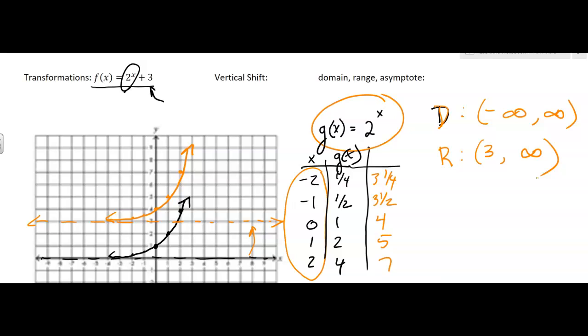And that's our range. Then I talked about the asymptote, but I didn't write it down. The asymptote's going to be, what do you think? y equals 3. It's going to be that line. That's this line right here, y equals 3, okay? All right, so this is what we mean by a vertical shift. This is what it looks like in the equation, and then that's how we graph it.